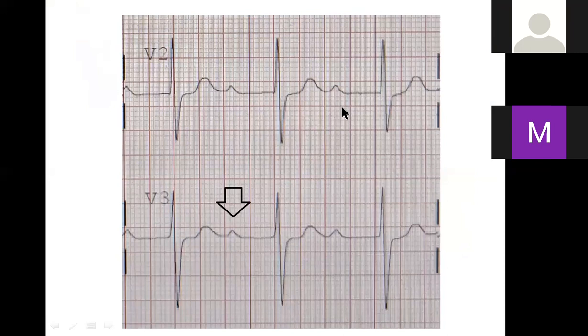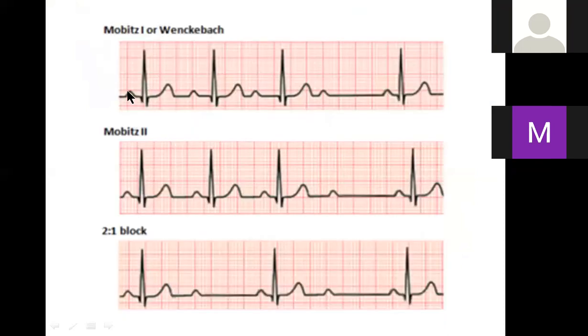Friends, what is the diagnosis? See the P and PR interval. What is the diagnosis? First degree heart block. Friends, what is the diagnosis in this? The PR interval is gradually increasing and then a QRS complex drops. So this is Mobitz 1.